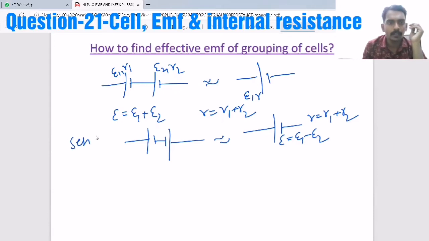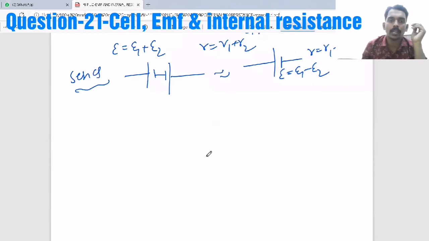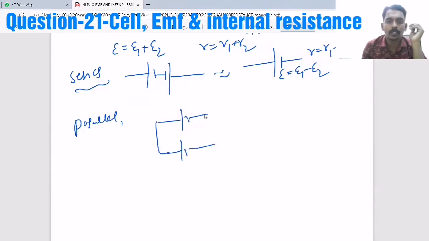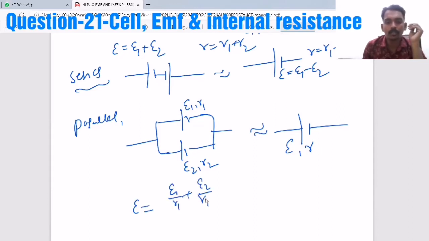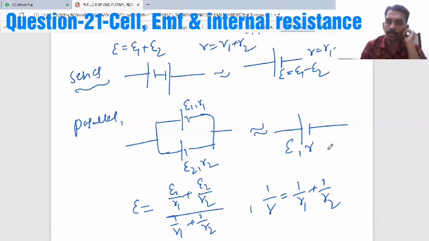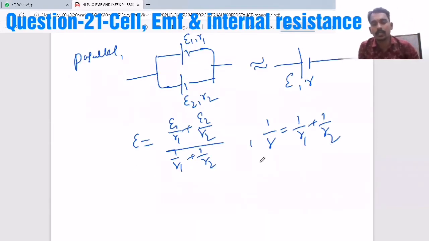In a similar way, we can also connect the cells in parallel. When you consider parallel connection, like this is one cell and this is another cell, connected just like resistors, it is equivalent to one single cell of EMF epsilon and resistance R. This is epsilon 1 R1, this is epsilon 2 R2. Then epsilon equals (epsilon 1 by R1 plus epsilon 2 by R2) divided by (1 by R1 plus 1 by R2), and 1 by R equals 1 by R1 plus 1 by R2. This way we can understand.